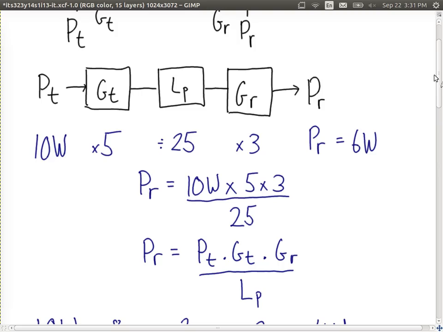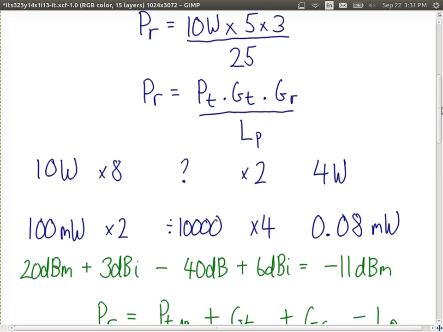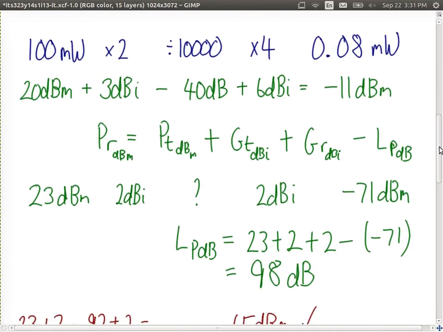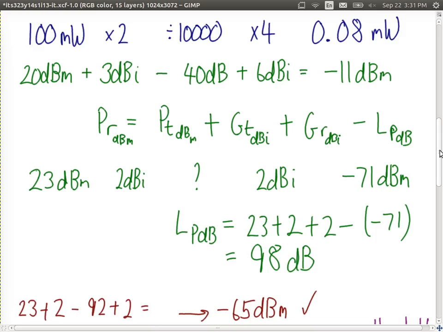We can convert that to the dB form. And the nice thing about dB is that multiplication becomes addition, and division becomes subtraction when we use the dB form. You can use either. In our examples, we found some Wi-Fi devices transmit power, particular antenna gains.